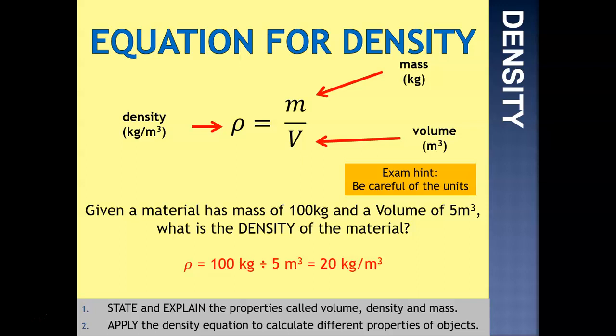Okay, so given this density is mass divided by volume, the mass is 100 kilograms, the volume is 5 metres cubed, the density of the material would therefore be 20 kilograms per metre cubed. 100 divided by 5 gives us 20 kilograms over metres cubed, kilograms per metre cubed.